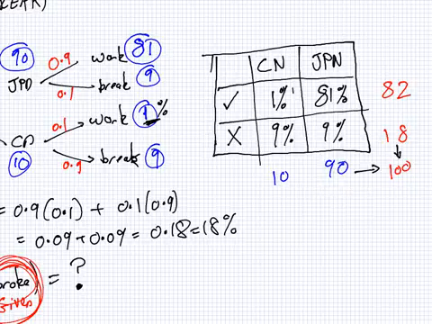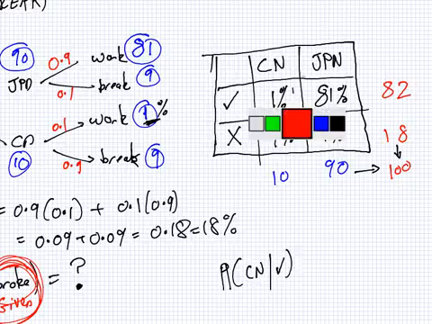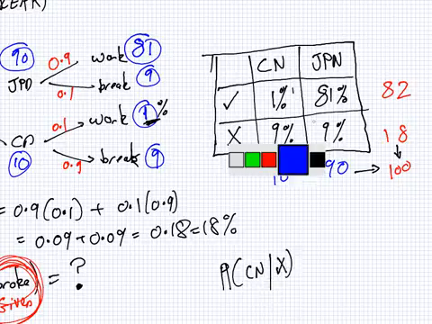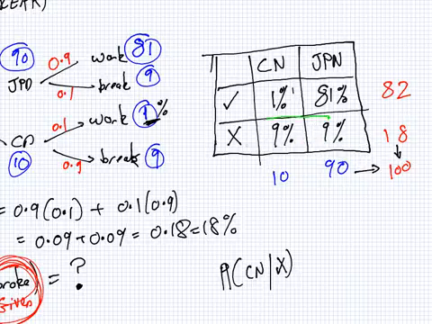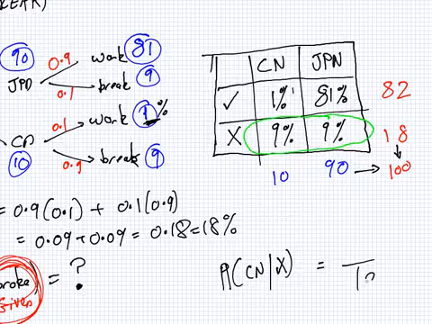So we did this last week. If I said, what is the probability that the TV is from China, given that it broke? Well, here are the broken TVs. 18% of TVs are broken. And how many of those come from China? 9. So this is another way we can get 1 over 2.